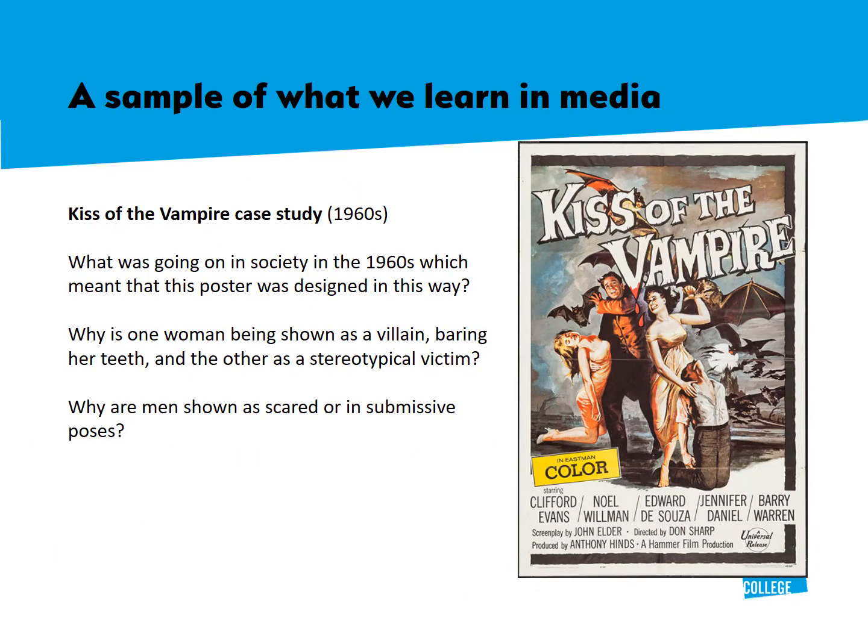So in media studies, a lot of the texts we look at are contemporary, they're up to date, but we also look at vintage media texts, such as The Kiss of the Vampire film. We learn about what was going on in society in the 60s, which led to this poster being designed in the way it is. Why is one woman being shown as a villain baring her teeth and the other as a stereotypical victim? Why are men shown as scared or in submissive poses? What does all of this mean?